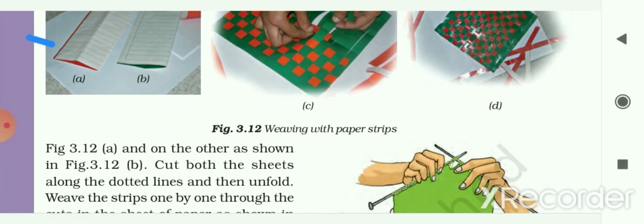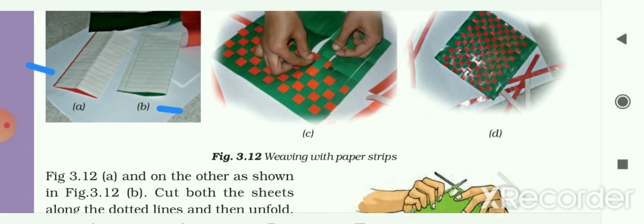On the other, draw lines as shown in figure 3.12b. Make these lines on the different colored sheets. Now cut both these sheets along the dotted lines, and then unfold the paper. Now weave these strips one by one through the cuts in the sheet of paper as shown in figure C. Now this figure shows the pattern after weaving all these strips. This is what is done in the process of weaving.